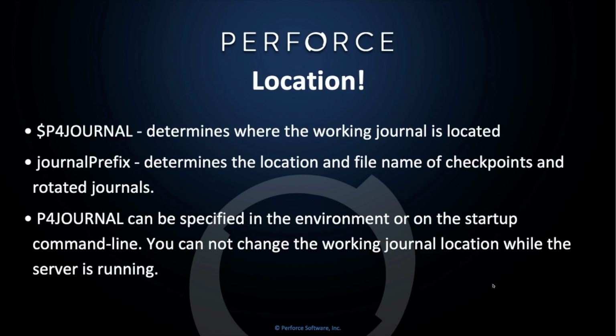Location. There are two configurables that determine the location of your working journal and your backed up, rotated checkpoints and journals. The first of these is P4JOURNAL, all uppercase, and this determines where the working journal is located. The second is journal prefix with an uppercase P. This determines the location and file name of checkpoints and rotated journals. P4JOURNAL can be specified in the environment or on the startup command line using a -uppercase J flag. Note that you cannot change the working journal location while the server is running.